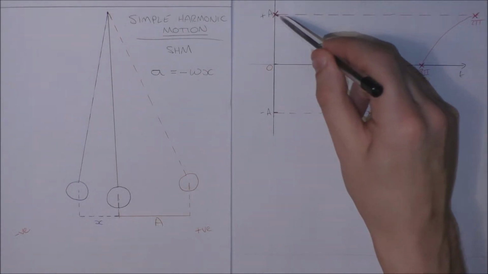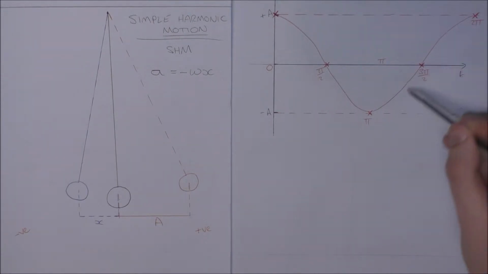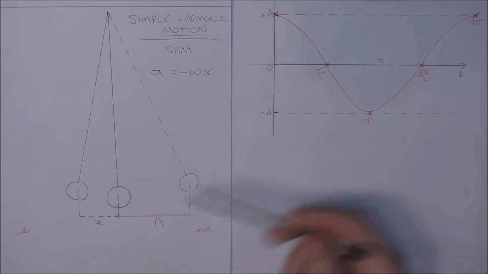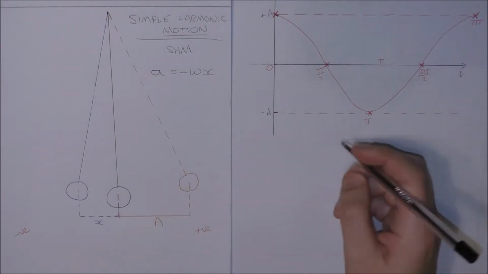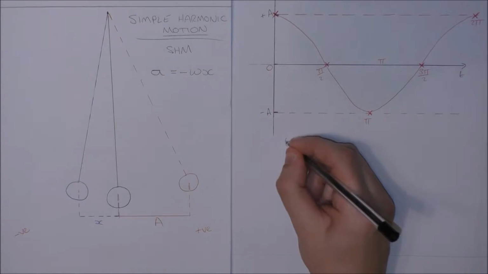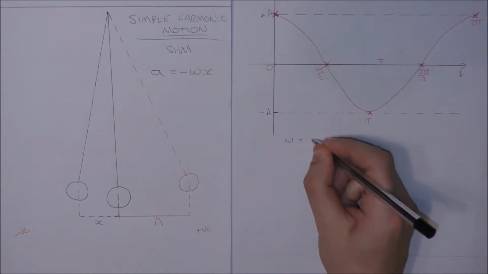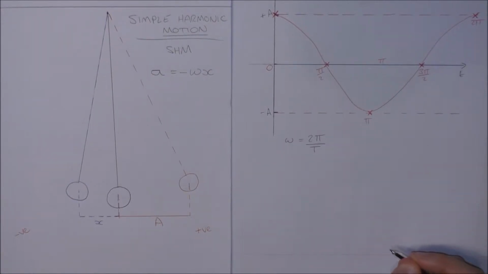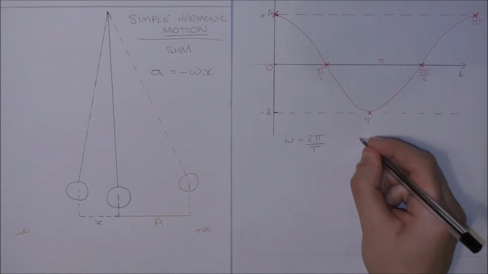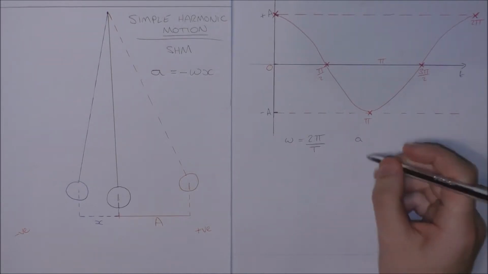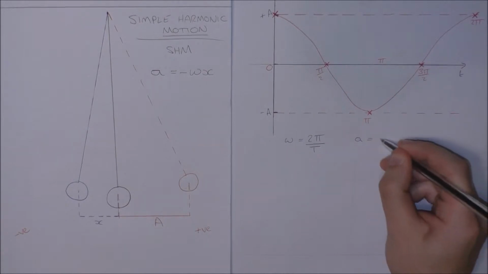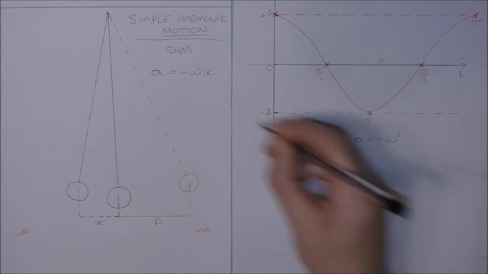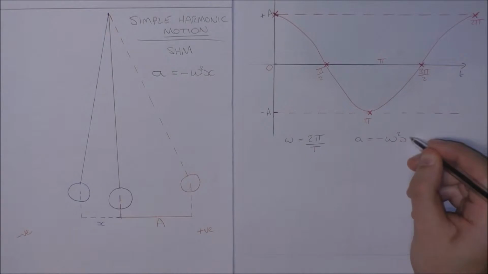As we can see, coming down here, this will have an angular frequency. It will go through a certain angle in a certain time, so we can describe the pendulum like we can describe circular motion. Omega still has the identity of 2 pi over T, and we know that acceleration, when we're talking about the pendulum bob, is equal to minus omega squared x.